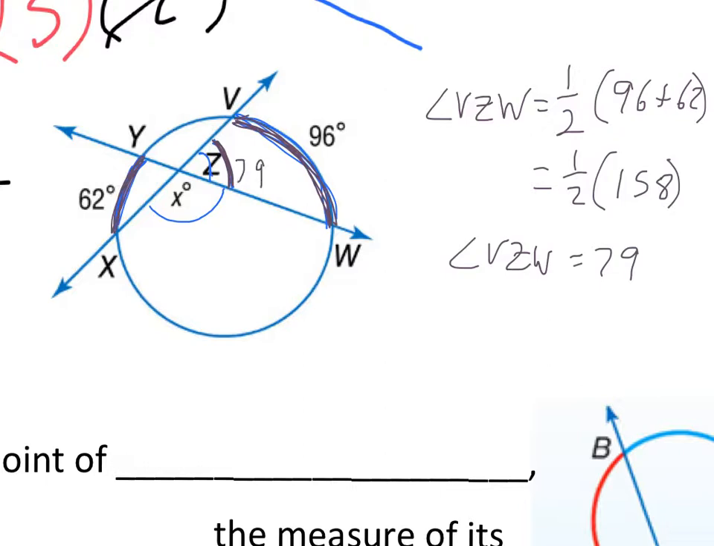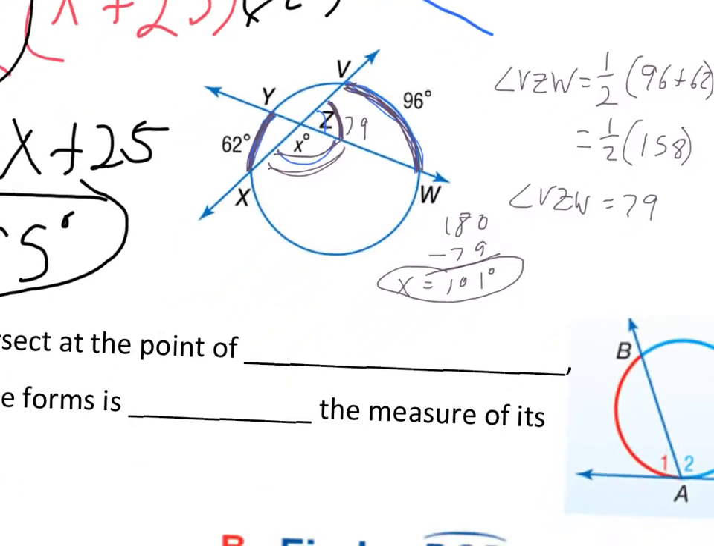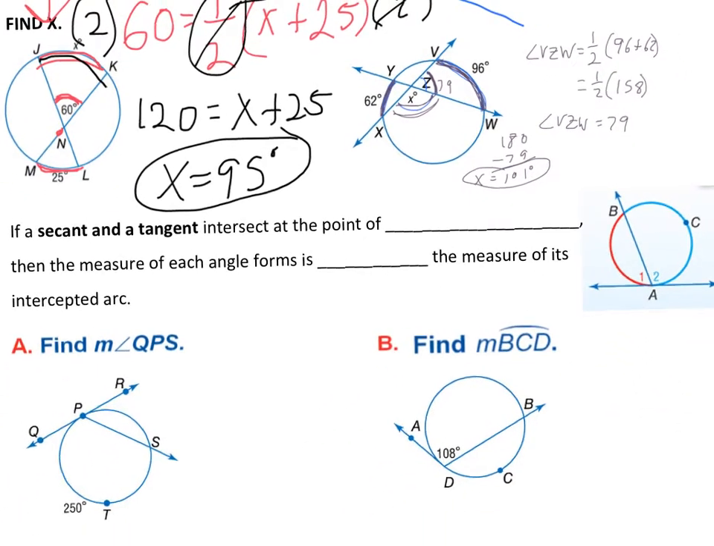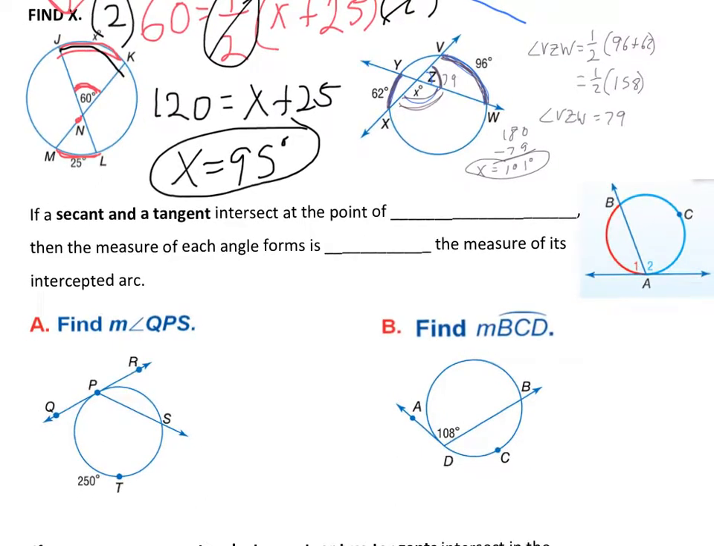Now remember, it's going to be supplementary to this angle, so we can just subtract 180 minus 79, giving us 101 degrees. That's what x equals. Okay? Now remember, this is the theorem we use. We take 1/2 the sum of the arcs to find the angle when the chords or secants intersect inside of the circle.